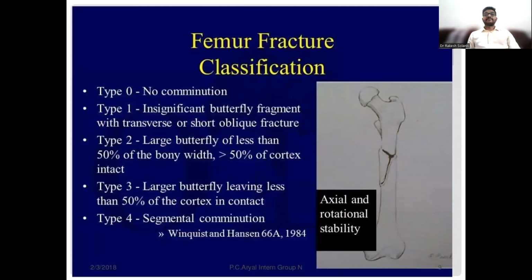Now, how to classify the femur fractures? So, type 0 femur fracture is without any comminution. Type 1 is insignificant butterfly fragment with transverse or short oblique fracture. Type 2 is large butterfly of less than 50% of the bony width and more than 50% of the cortex is intact. Type 3 is large butterfly leaving less than 50% of the cortex in contact. And type 4 is segmental with comminution. It is classified according to Winquist and Hansen classification.